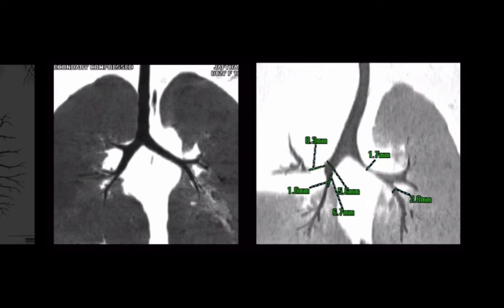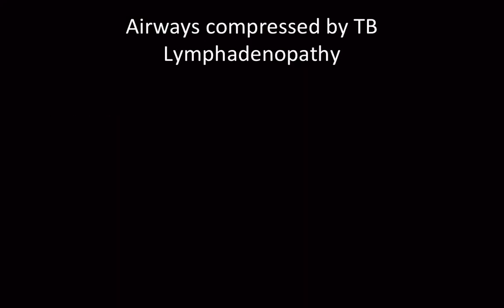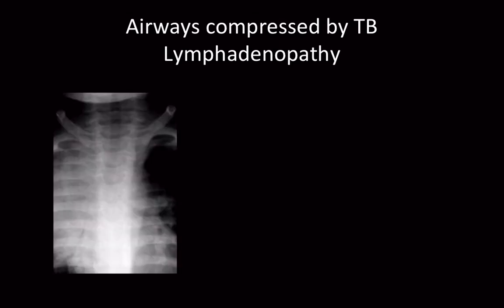If you've got a big branch further out and a narrower branch more proximally, then you can be sure this is compression. It's not the only cause of compressed airways in children, but when you're looking for TB, it's quite important to look for this particular sign. So let's look at some airways on chest X-ray that are compressed.